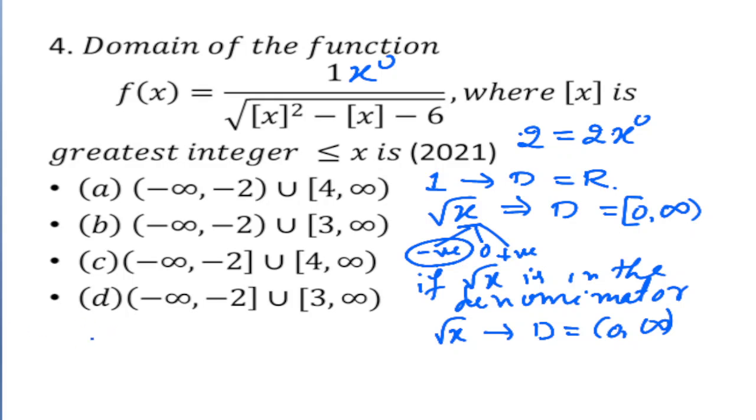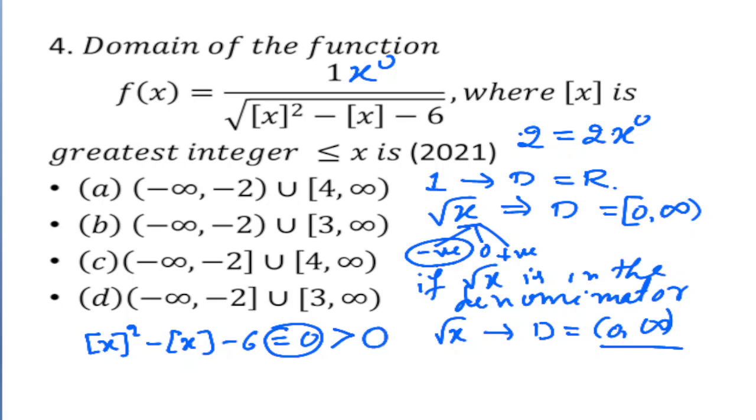Now let us take this function. What function have they given? Greatest integer function x square minus greatest integer function x minus 6. I have taken it as equal to 0. That means it should not be equal to 0. But what is our domain for this function? The domain is greater than 0. So we will go with this inequality, greater than 0.